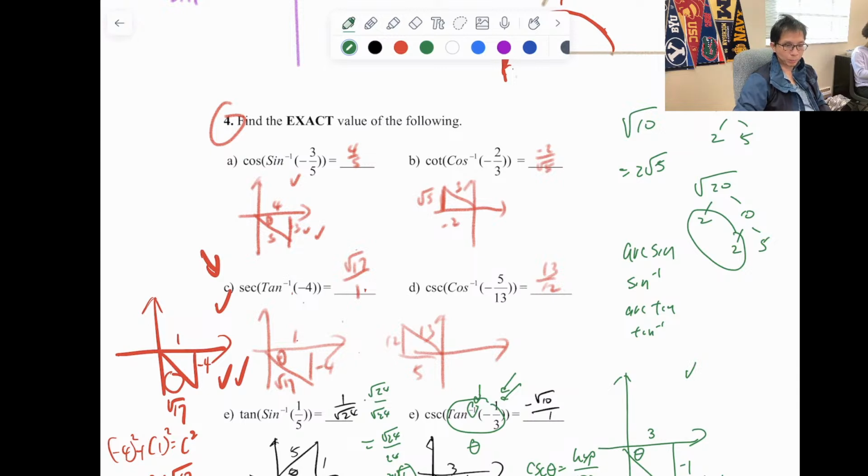Right, I can pull this out. It's going to be 2 groups of 5. And that's how you simplify radicals. If you don't know, learn it. I don't have a problem if you don't know how to do something. I have a problem if you don't ask.